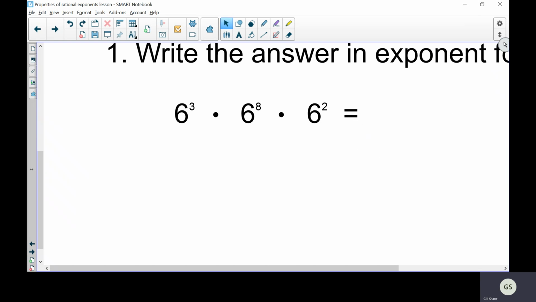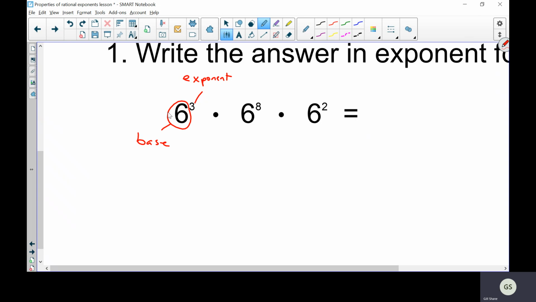What is this guy here called, the 6? The base. I referred to it as the big number a lot when we first started. I'm not going to do that anymore. I'm just going to say base. So you need to understand this part of a number is the base, and then what's this guy, the 3? That's the exponent. The little guy raised up above the base is the exponent.